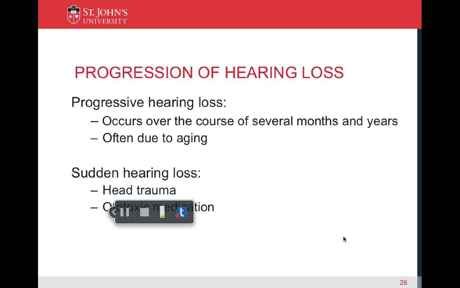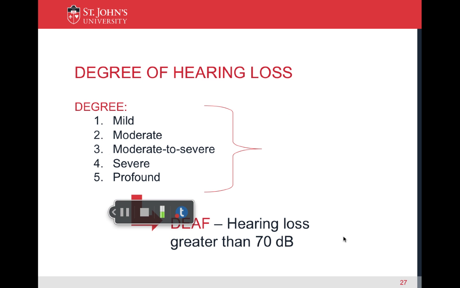Hearing loss can be progressive or it could be sudden. Progressive occurs over the course of several months and years. It's often due to aging. This is this age-related hearing loss that I keep bringing up, presbycusis, and usually it occurs over 7 years. It takes a person about 7 years to seek treatment for this type of hearing loss. There's also sudden hearing loss caused by head traumas or ototoxic medications, but that is less common.